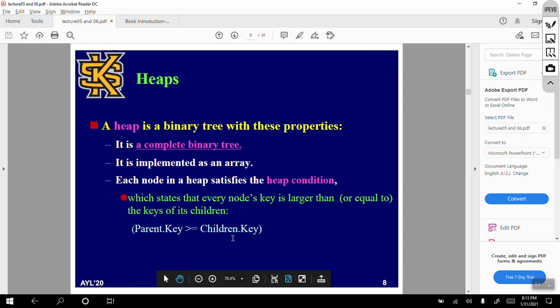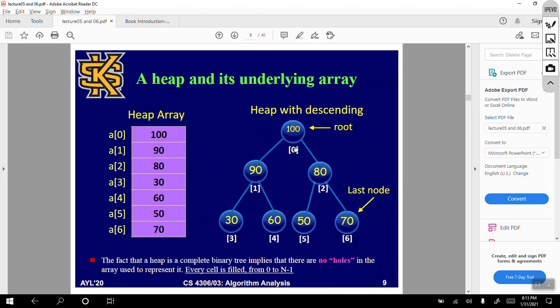So here, 100, with index 0, we can say it's the root. The value must be greater than both the left child value 90 and the right child value 80. Then it maintains the heap property, but this should be maintained for all nodes. So 90 is greater than 30 and 60. This 80 is greater than 50 and 70. So this is the last one.